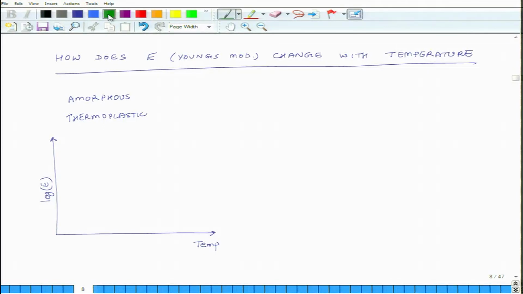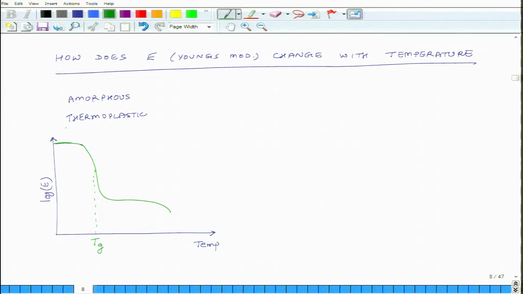Let us look at the behavior of amorphous thermoplastic. So, you start with a very high modulus when the temperature is not high. Now, in amorphous thermoplastics, only the glass transition temperature is important. Okay. So, this is what happens. You heat it, initially it does not change, and then once you cross the glass transition temperature, there is a sudden drop and it behaves something like this. So, your glass transition temperature may be somewhere here.